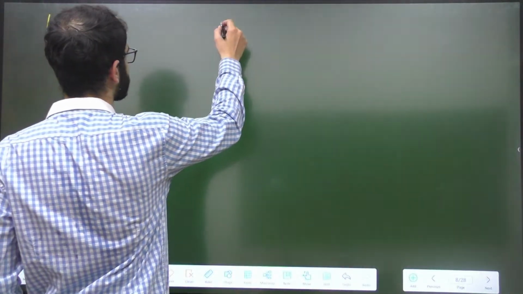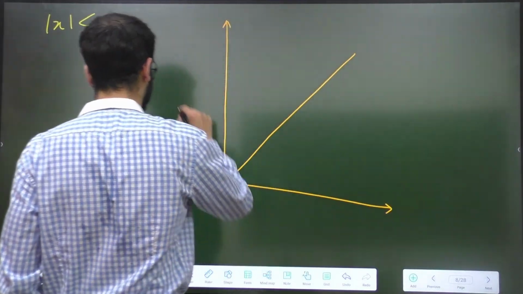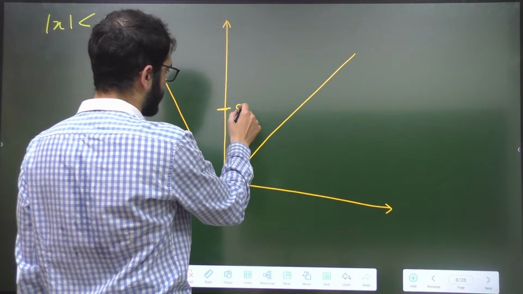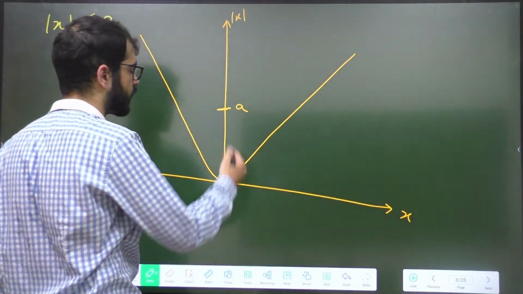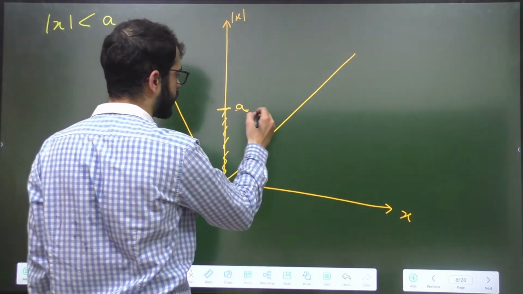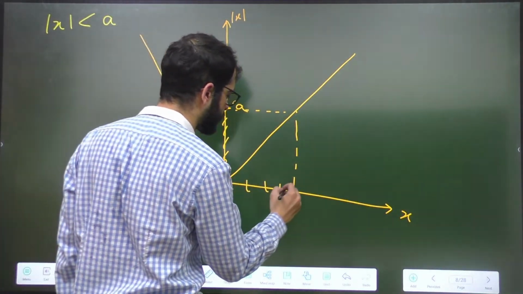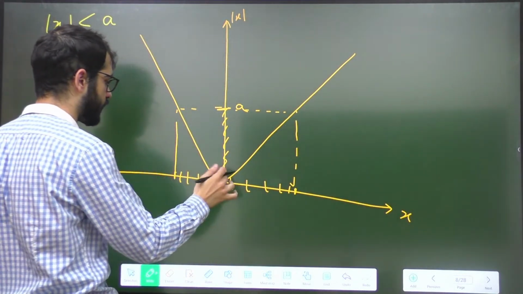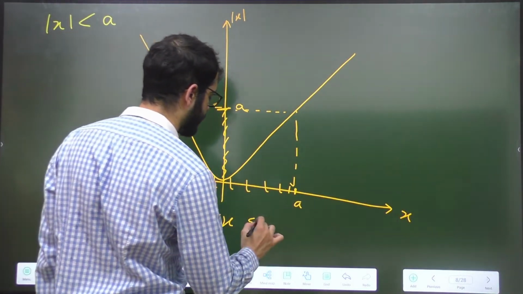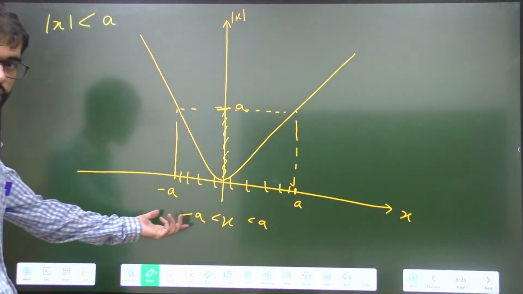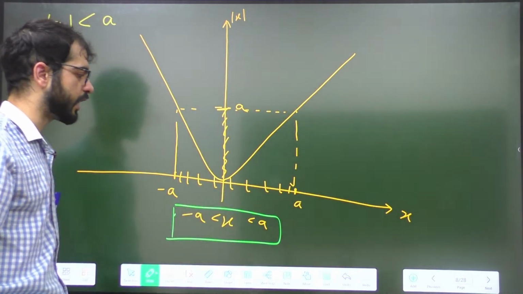If I say mod x is less than a, this is going to be the graph of mod x. This is going to be my point A. Mod of x is less than a. On this axis I am writing mod x, on this axis I am writing x. If it is less than a, then for this output, the input should have been between these two values, from minus a to a. So x should lie between minus a and a. But since there is no equality, we don't have to put the equality sign over here, and the final answer would look like this: x lies between minus a to a, and this is the expression.